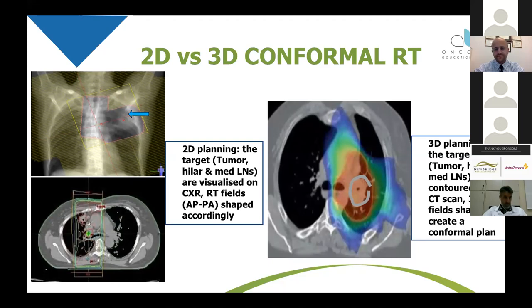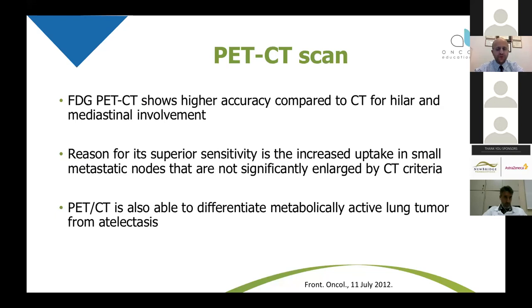Now, the use of PET-CT has been quite important, especially in radiotherapy planning, for we all know and we all see small lymph nodes on CT scan that are less than 1 centimeter. PET-CT scan helps us because it has a higher sensitivity in detecting subcentimetric involved lymph nodes. Another use of PET-CT scan is that it can differentiate the tumor from lung atelectasis, as I'm going to show you in the following slide.